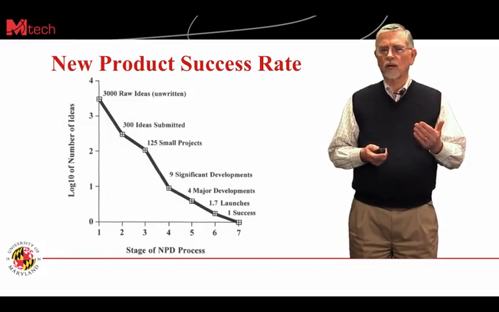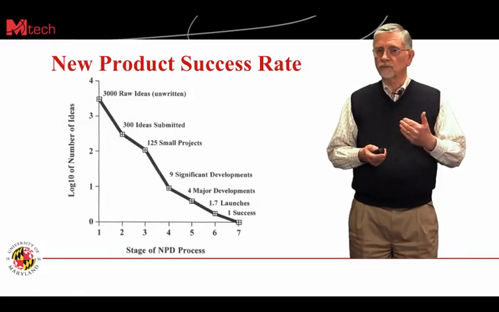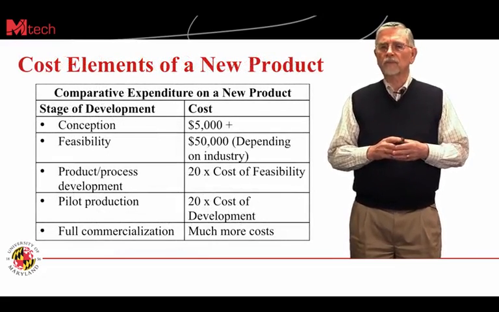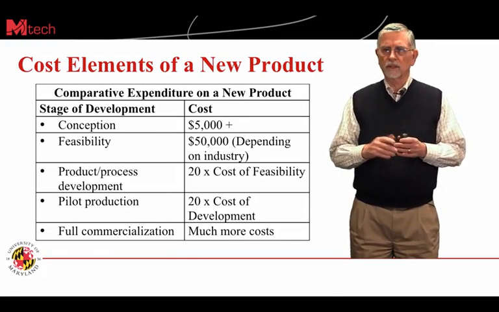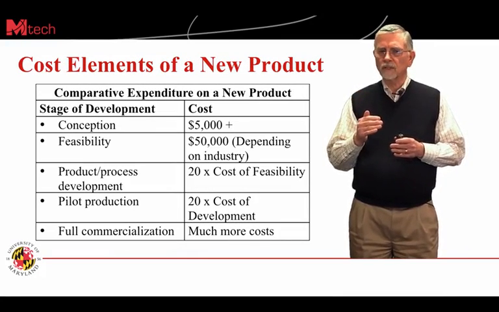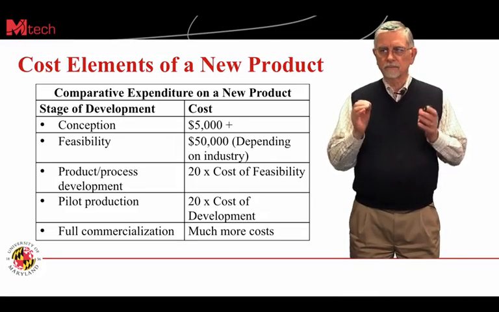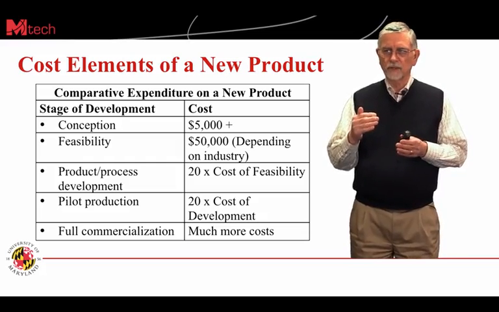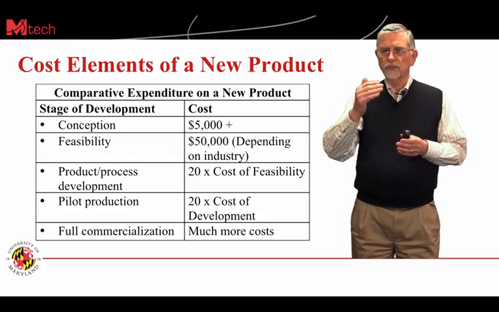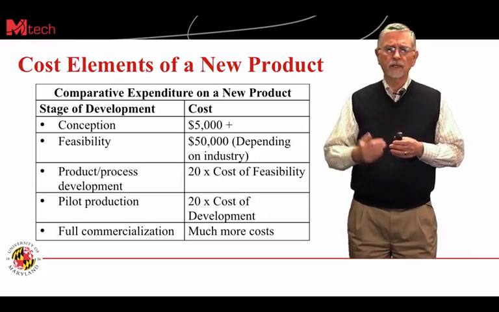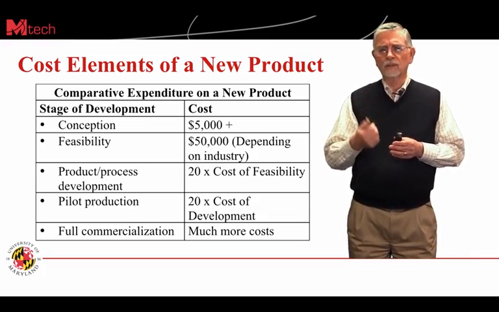And there's a reason why there's this filtering down from a lot of ideas to just a few that ultimately get carried out. Let's look at this chart here that is a breakout of the cost elements of a new product. Well, this is a somewhat dated series of information, but really what you can see in the various stages of development, it's relatively inexpensive to start and look at conception, $5,000 cost. Then you go to feasibility, a lot more, $50,000.